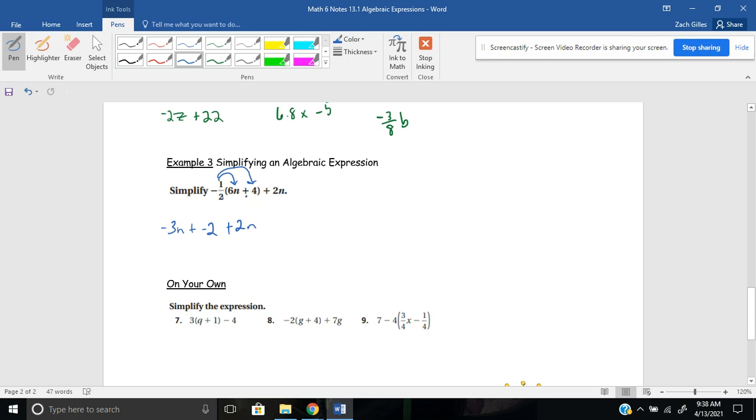And now I look to see, do I have any like terms that I can combine? And as a matter of fact, I do. -3n plus 2n would give me -1n, which is the same as -n. I didn't do anything with my plus -2, so I'll just bring it down in the problem. Remember, adding a negative is the same as subtracting. So I could also write that as -n minus 2. That would be the same as that.